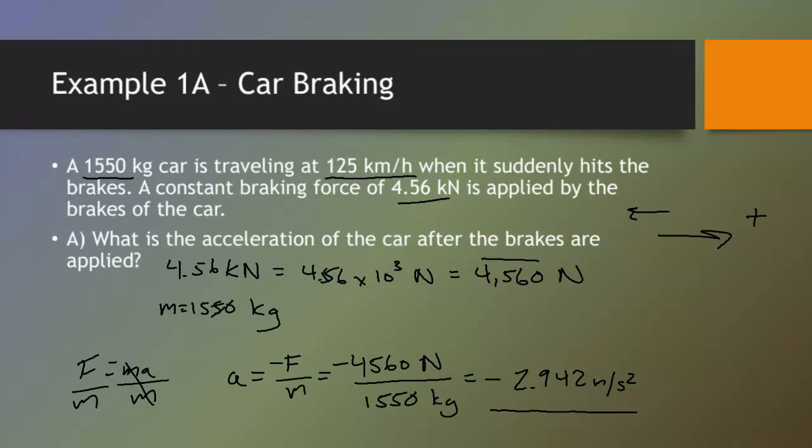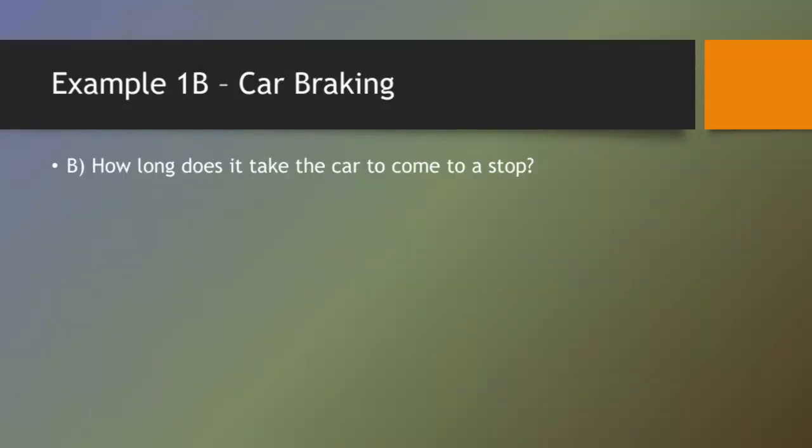So what else can we learn about the car as it's slowing down? How long does it take for the car to come to a stop? Here's another important thing that I want to point out. Units are very important. We know that the car is traveling at 125 kilometers per hour. That's given to us in the problem. I'm going to write that up here, 125 kilometers per hour.